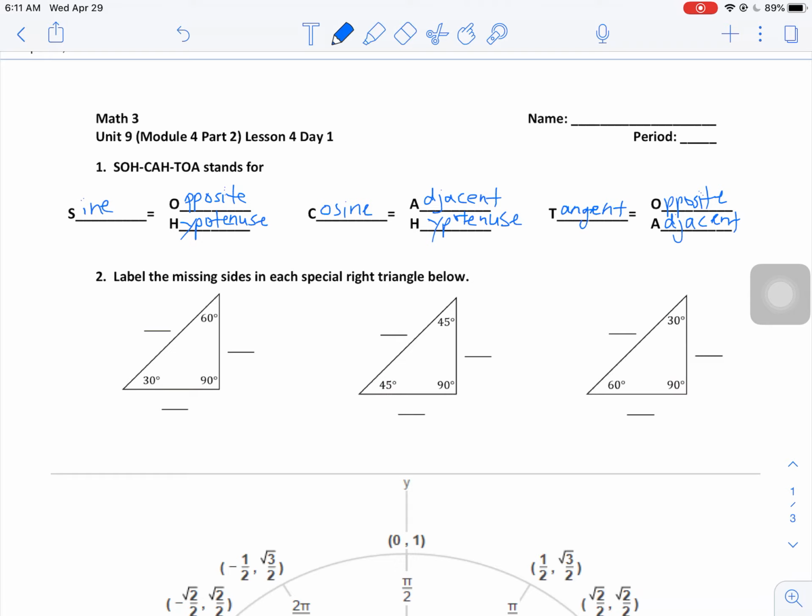So in a 30-60-90 right triangle, there's a certain ratio to the sides. They're related to each other in a certain way. So across from the 30-degree angle is called x, across from the 90-degree angle is called 2x, and across from the 60-degree angle is x root 3. In a 45-45-90 special right triangle, there's also a relationship between the sides. Across from both 45-degree angles is x, across from the 90-degree angle is x root 2.